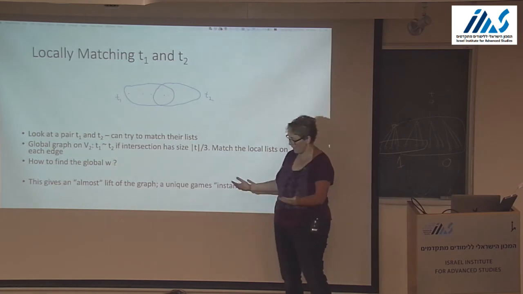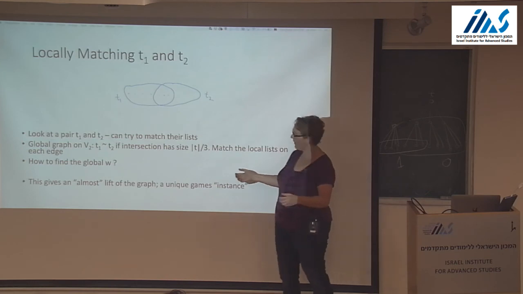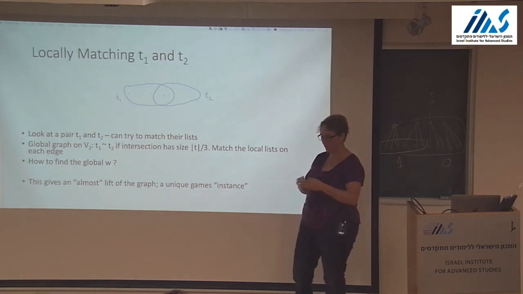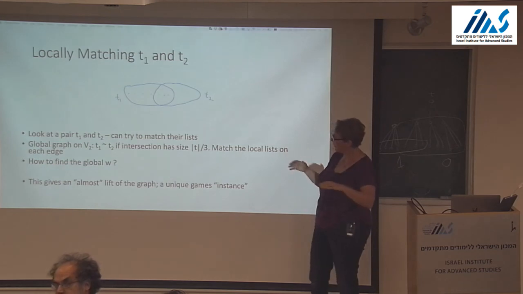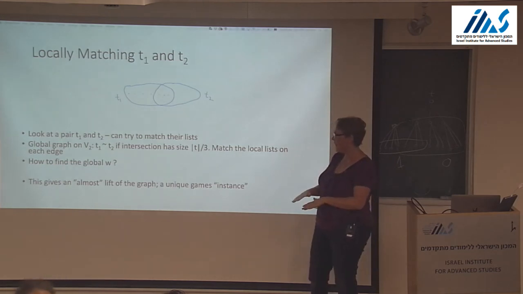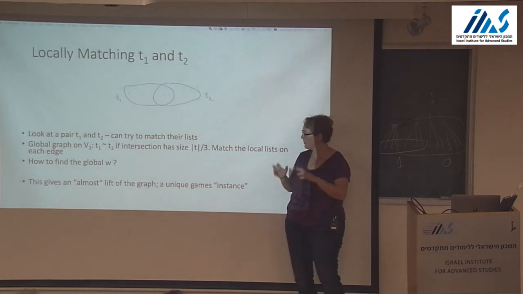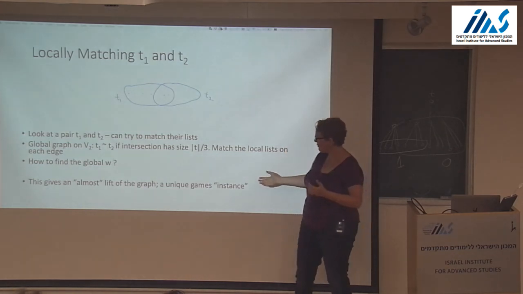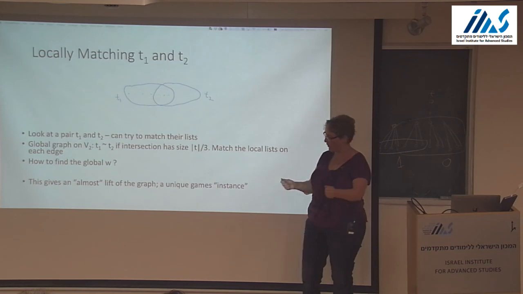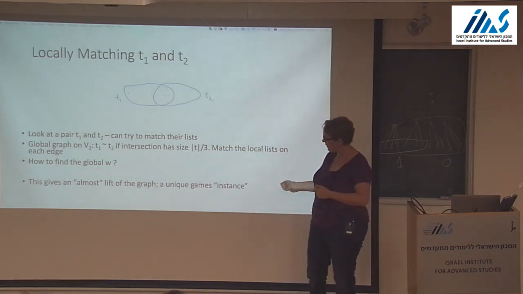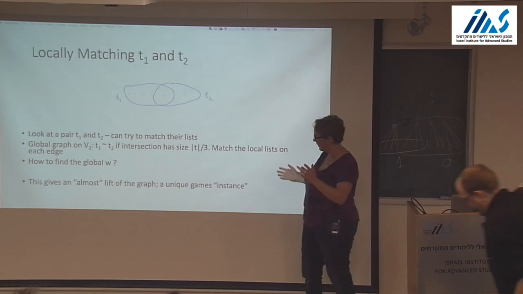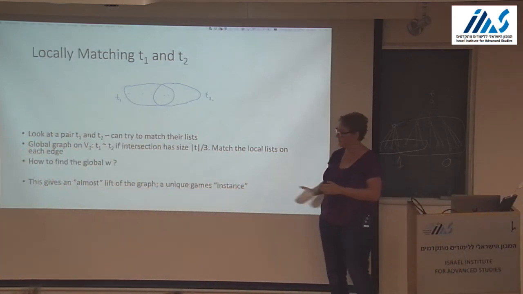You can think of this graph, and then these lists really give you a lift of the graph. Every vertex is replaced by the candidates, and every edge is now replaced by a matching. So what we have here is a lift of this graph. It's not a perfect lift because some edges are bad, so it's an almost lift. Or to some of us, this is just a unique games instance. For every edge, you have this matching, which is a unique games constraint. And you have this promise that W is a solution to this unique games instance. It satisfies 99% of the constraints. So all we need to do is find this W.